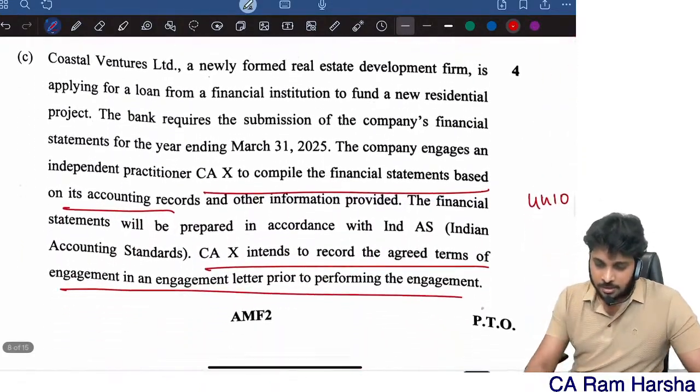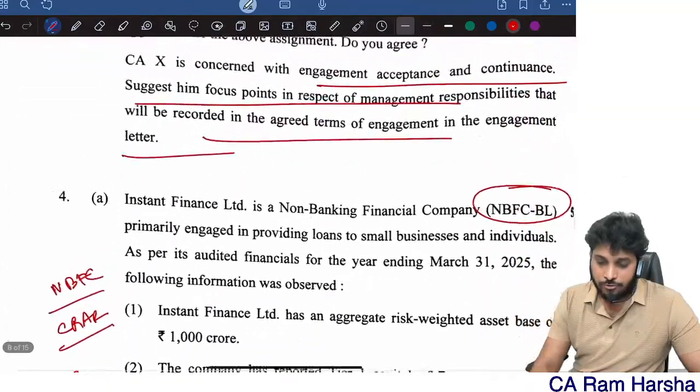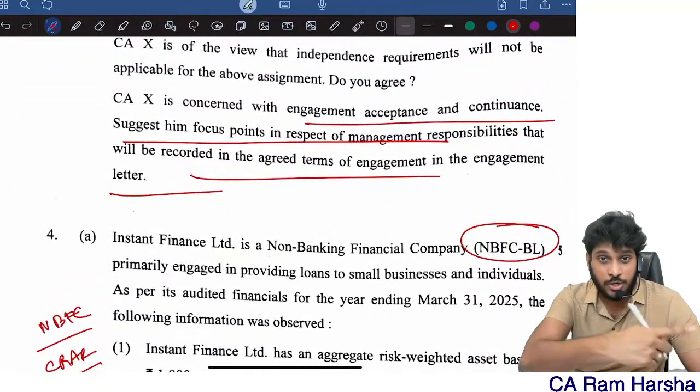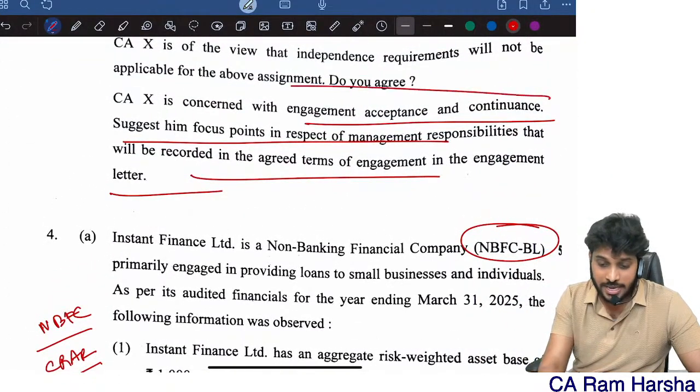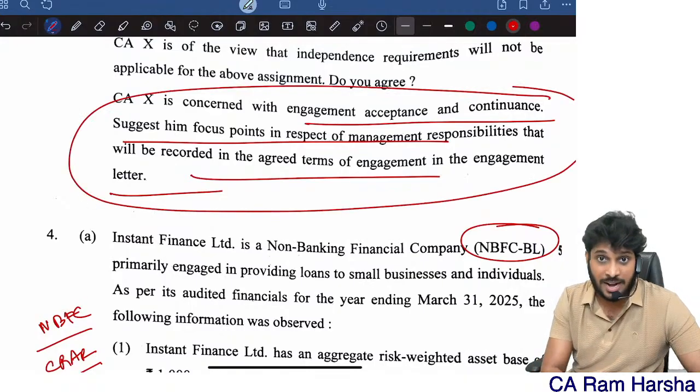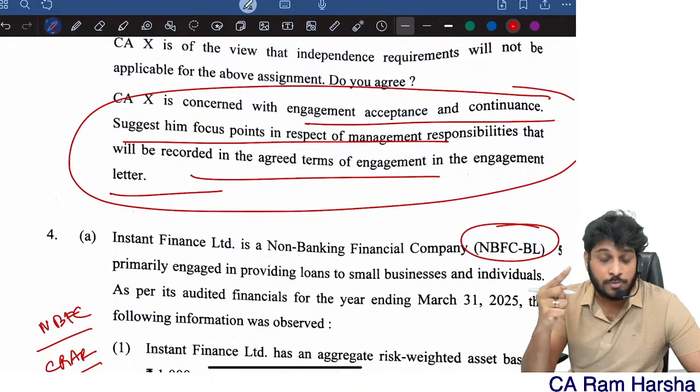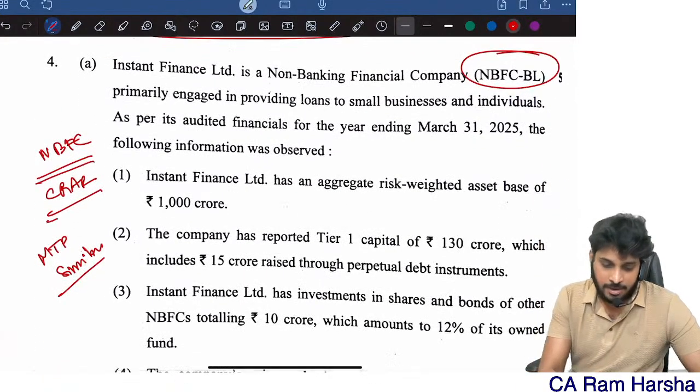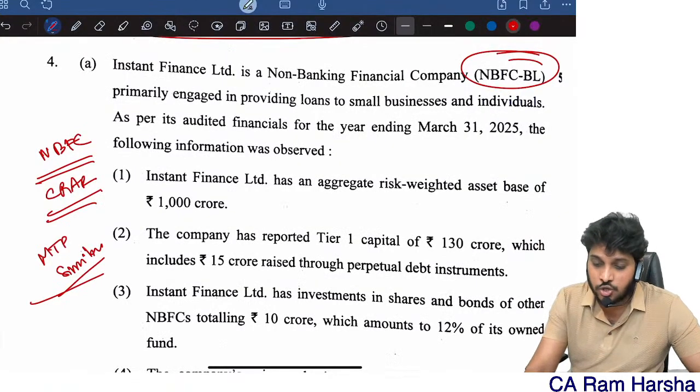Next. This is 4410. In 4410, I even uploaded a related services video yesterday, a half an hour video. Inside that I told engagement acceptance and continuation related points. Acceptance and continuation of client relationship. And remember, ethical requirement, independence is not required in compilation. That point. Next. NBFC, capital adequacy ratio, base layer NBFC.